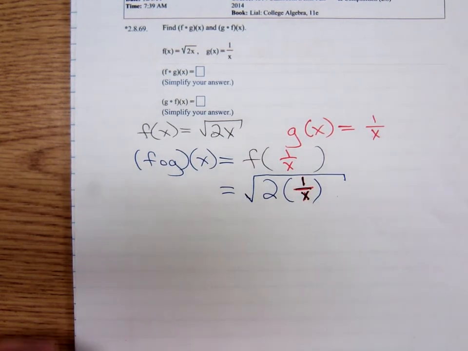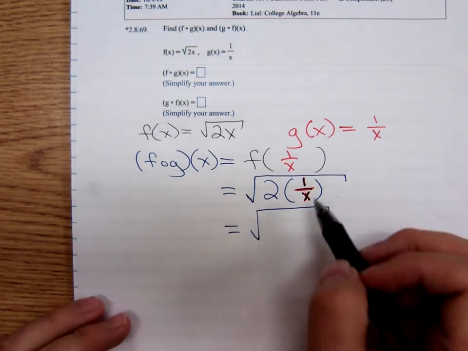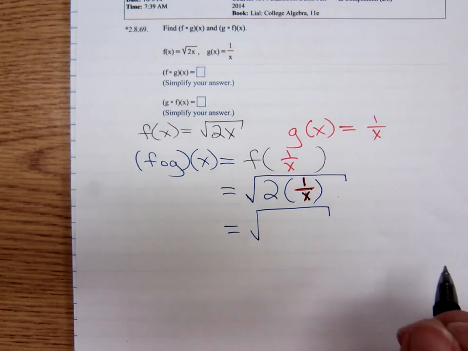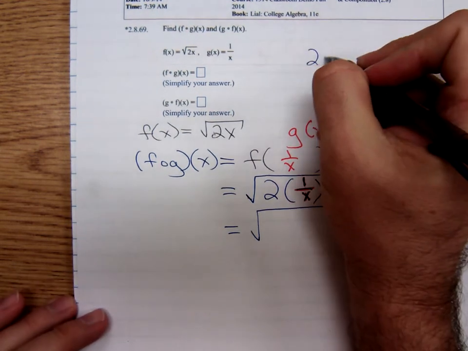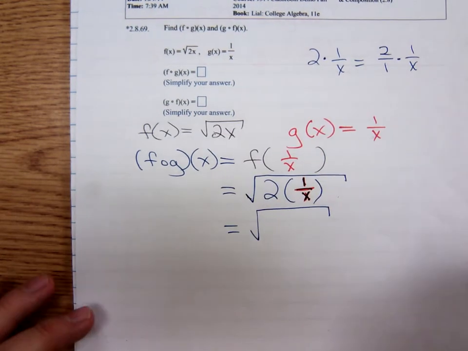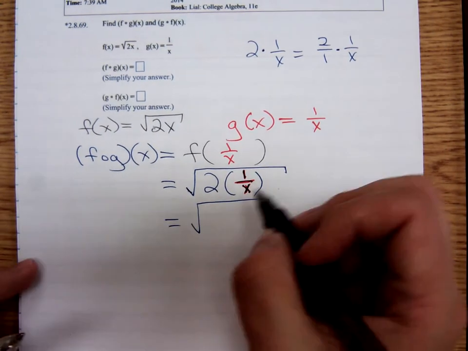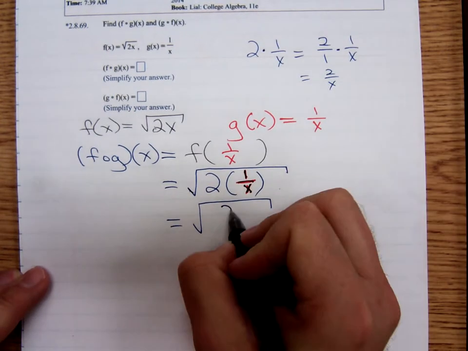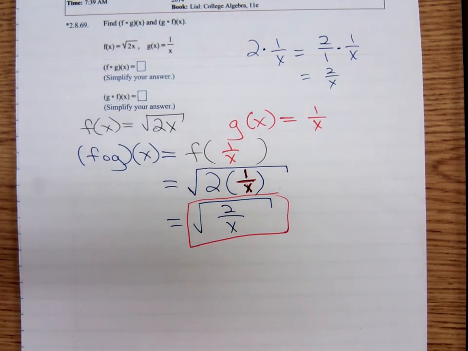And 2 times 1 over x is 2 over 1 times 1 over x, which is equal to 2 over x. It wasn't a trick question, just 2 over x. So we have the square root of 2 over x for f composed with g.